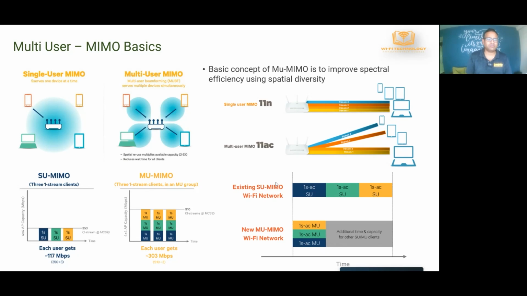So what is the basic concept of multi-user MIMO? While in OFDMA, you are trying to get multi-user support by dividing the frequency spectrum into smaller chunks, so you're using the frequencies in a better way, in multi-user MIMO, you're using the spatial diversity. So the concept of multi-user MIMO is that you want to improve spectral efficiency by using the spatial nature of the wireless LAN cell.